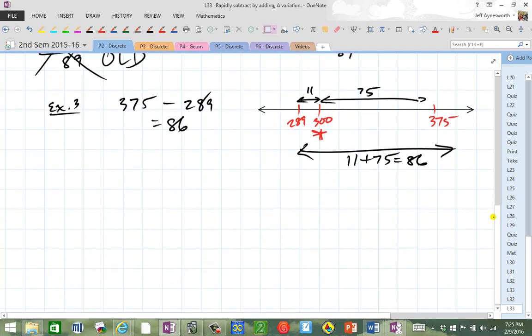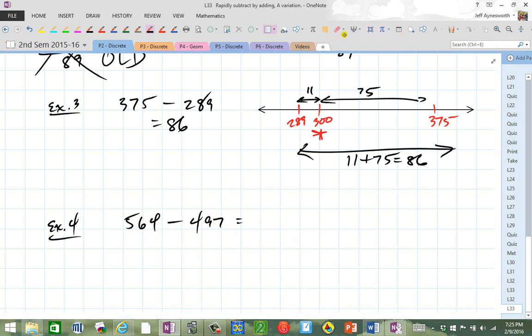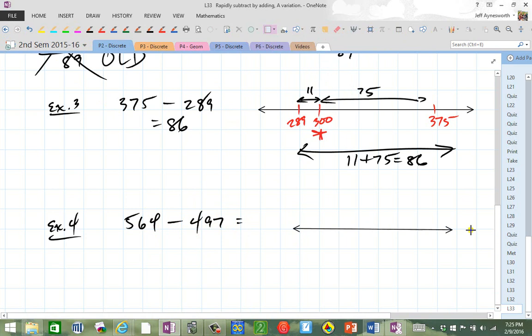All right, but let me just illustrate one more time, just to hit it home, because you're with me virtually here, and I'm not with you. So let's take 564, say, minus 497. All right, let's figure this out. So we're going to draw a number line just to represent it here, just so I can show you the concept. Okay, now 497 and 564, 500 is somewhere in between there, so that's a reference point. So 500 is here, 497 is here, and then 564 is somewhere over here.